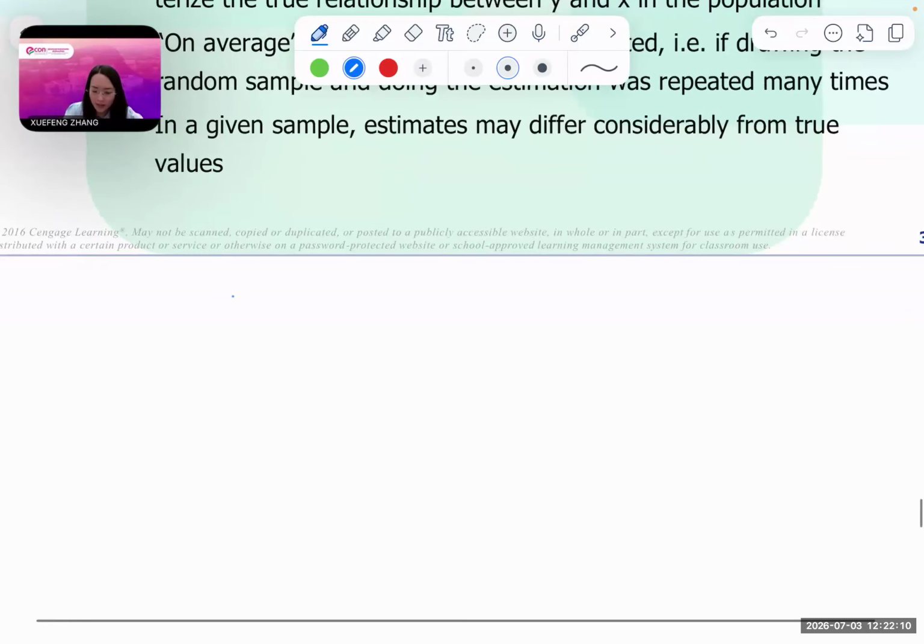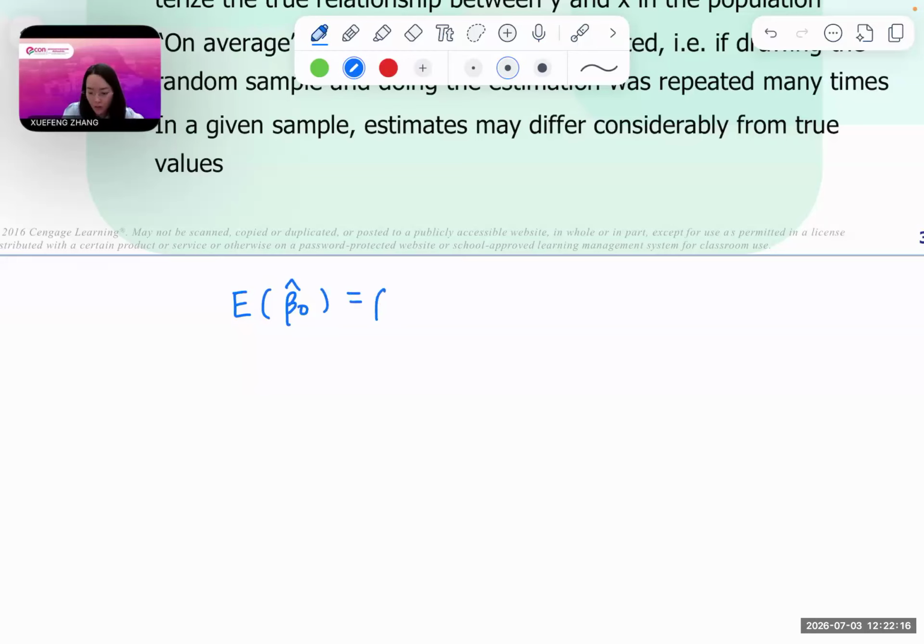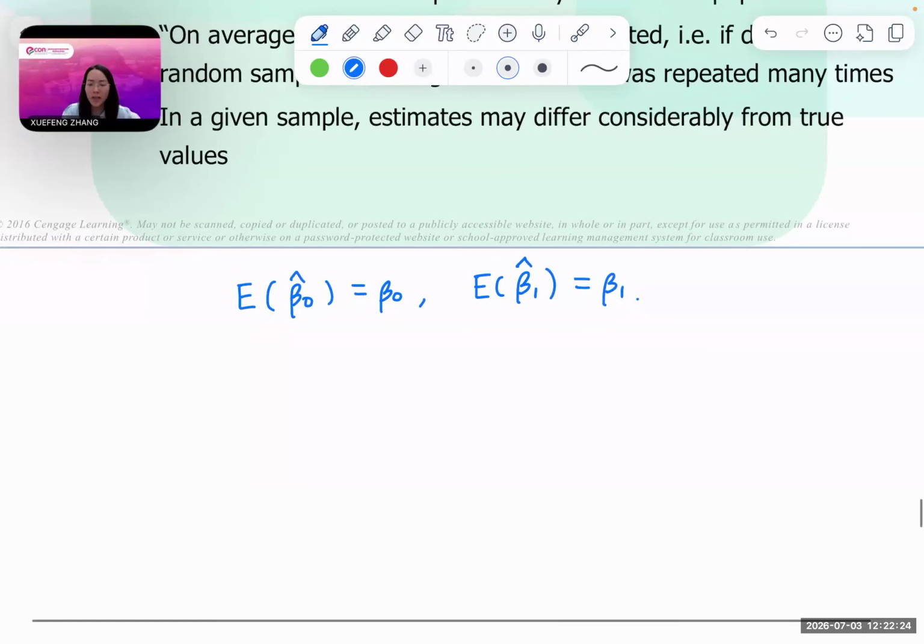So let me write it down. The expected beta 0 hat equal the true beta 0, and the expected beta 1 hat equal the true beta 1. So it means if you took many different samples and run OLS each time, the average of all your beta 1 hat and beta 0 hat estimates would equal the true beta 1.